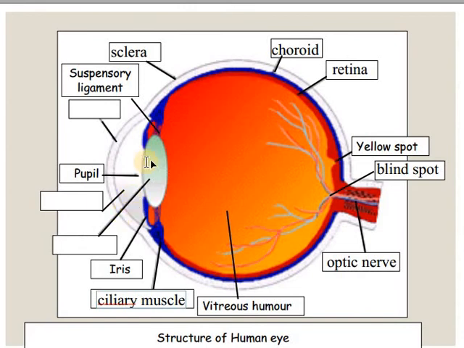Okay, next we look at the lens. This is the eye lens. The function of the lens is to focus the light. Okay, so we go to the next one.